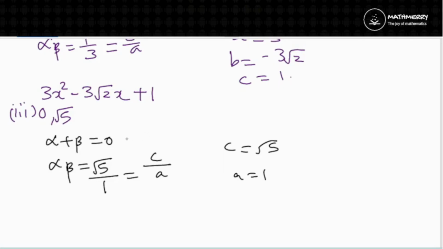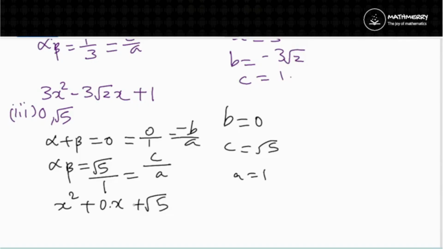So here we can write this as 0 by 1. So minus b by a. So that means b is equal to 0. Then we can form the polynomial as ax square, so 1x square, so x square plus 0 into x plus root 5. This is our required polynomial. Or you can just write it as x square plus root 5. This is also fine.